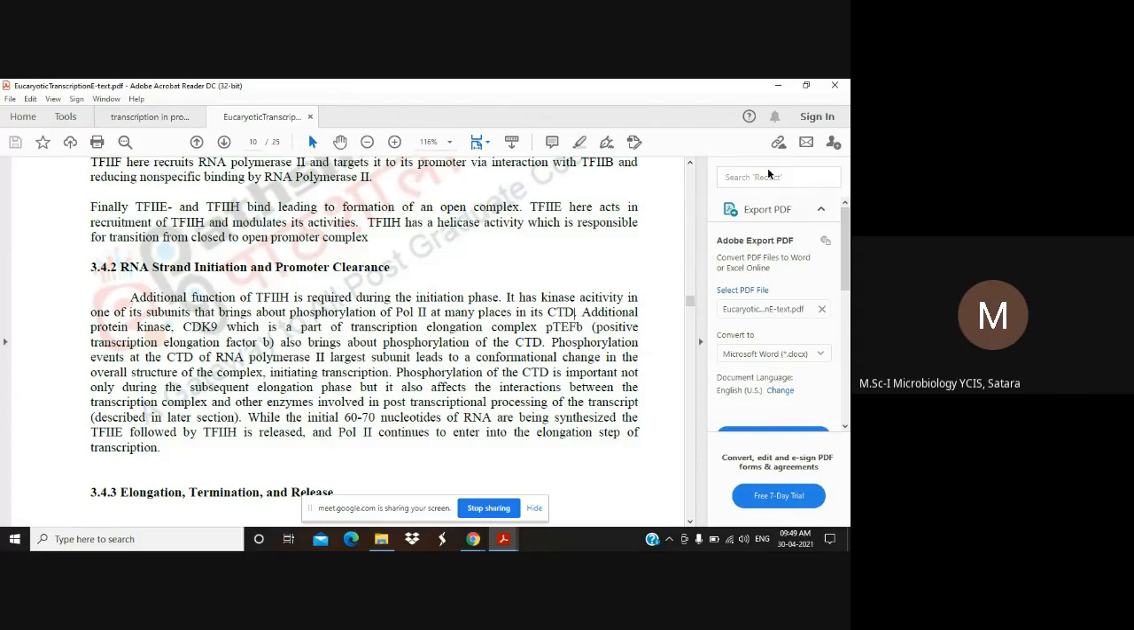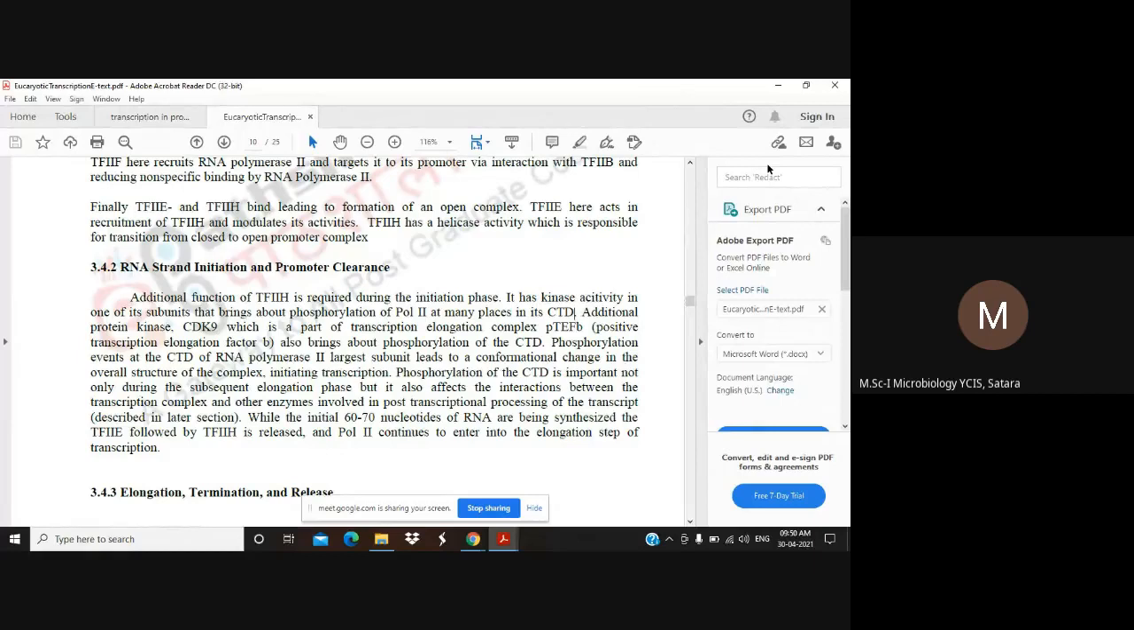And this CDK, which is a part of the transcription elongation complex, that is the PTEFb, positive transcription elongation factor, brings about the phosphorylation of the CTD. Because of this phosphorylation, there is a conformational change in the RNA polymerase 2. What happens in RNA polymerase 2? A conformational change happens because of phosphorylation, because of the addition of phosphate. And the initiation of the transcription occurs.